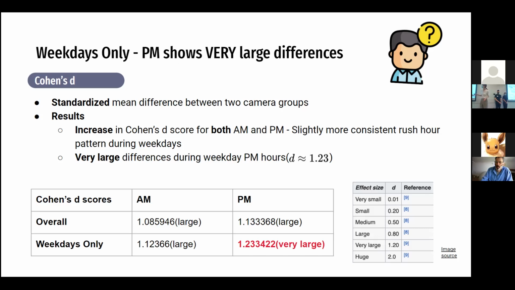And as for the results, we have seen a slight increase in both of the d-values for both AM and PM rush hours, and there's also a noticeably very large difference during the PM rush hours for the weekdays only data. One can also say that there's a slightly more consistent rush hour pattern during the weekdays. And that concludes the case study for the camera comparison.